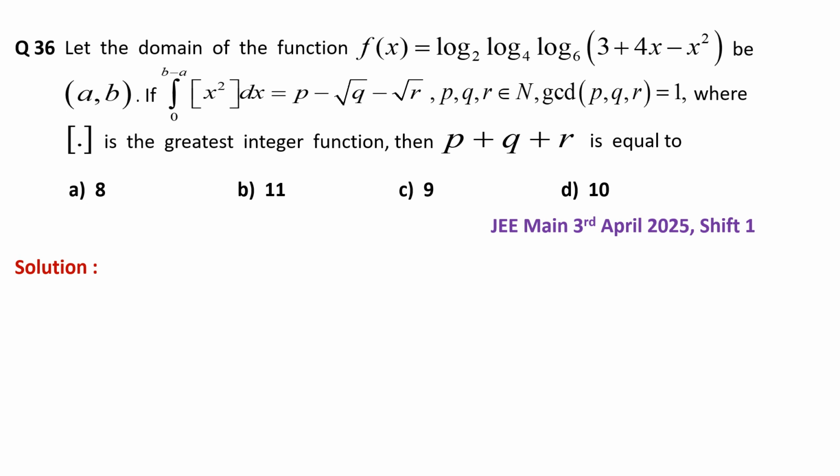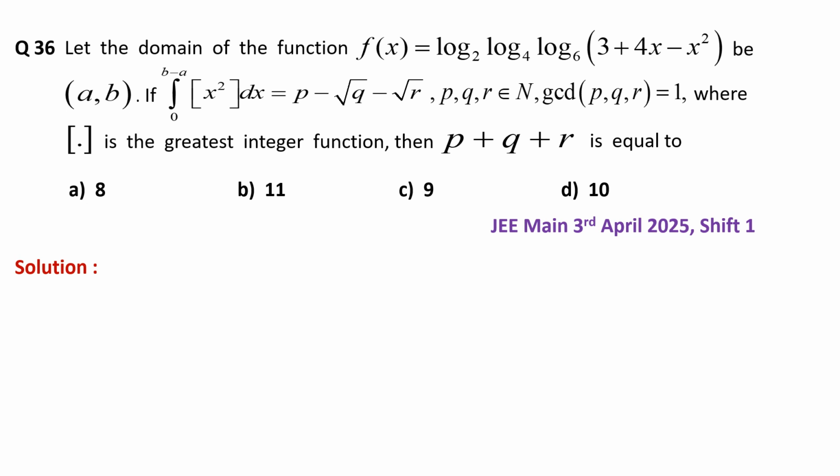It says, let the domain of the function f(x) = log(3 + 4x - x²), where the bases of these logarithms are 2, 4 and 6 respectively, be the open interval (a, b). If the integral from 0 to b - a of GIF(x²) dx is equal to p - √q - √r, where p, q and r are natural numbers and GCD of p, q, r is equal to 1, and GIF stands for greatest integer function, then p + q + r is equal to.